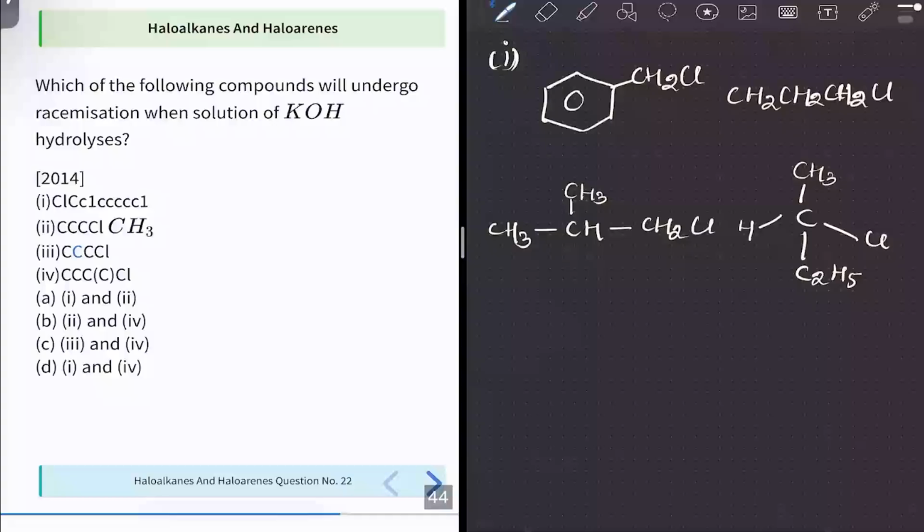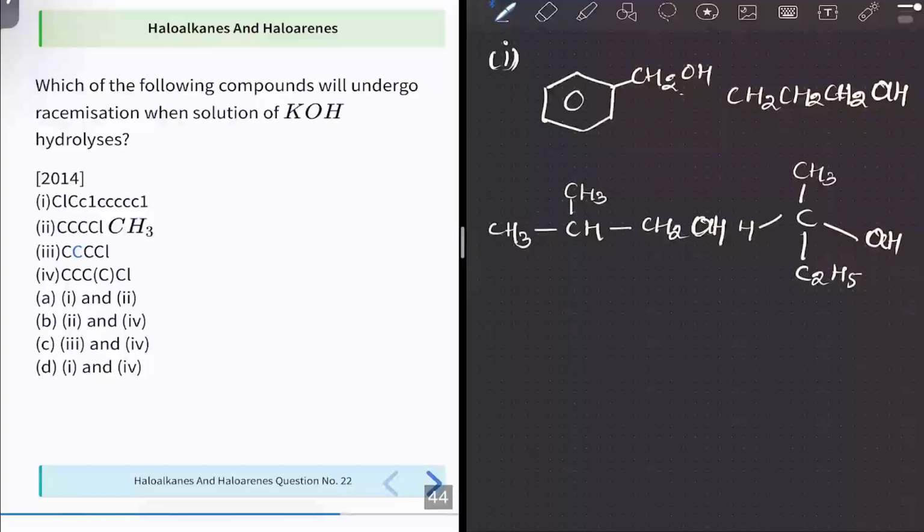Which of the following compounds? For racemization, we need to find out the chiral carbon. Under hydrolysis reaction, the chlorine will be replaced by OH. So here OH will be formed, here also OH. I'm writing the product part. OH and OH. Let's find out which product will be racemized.